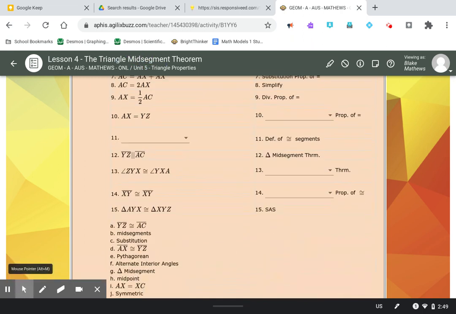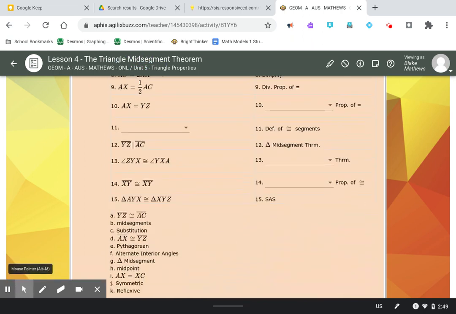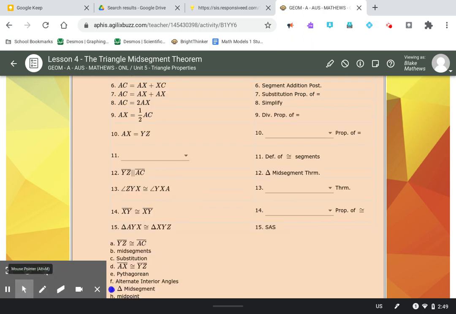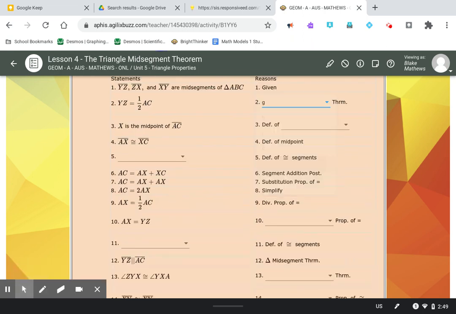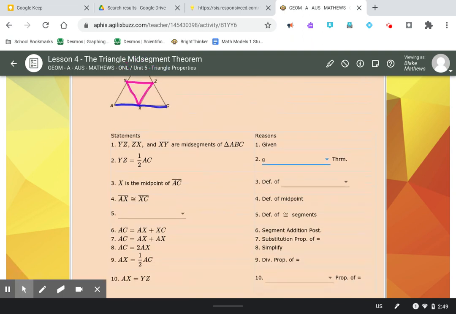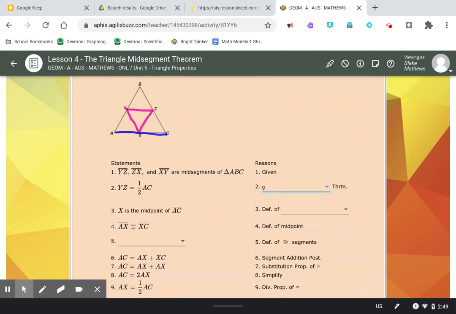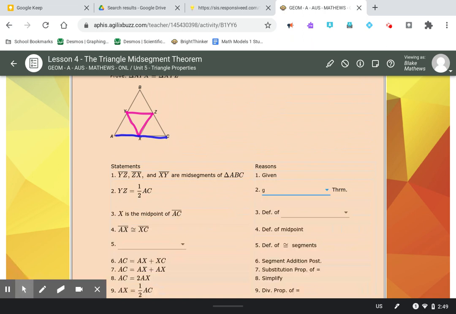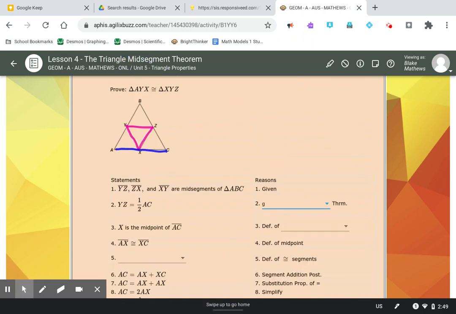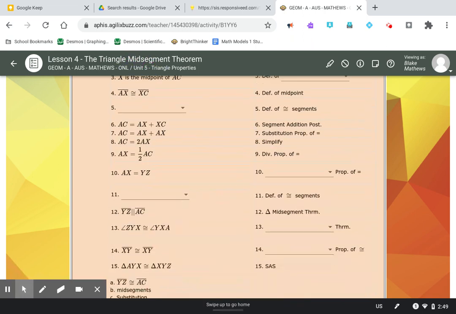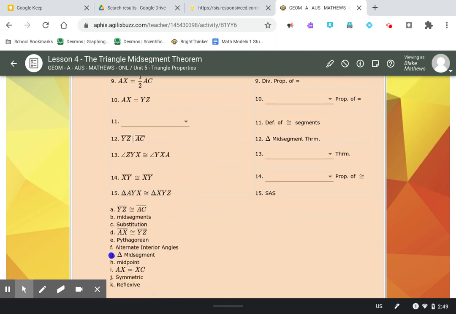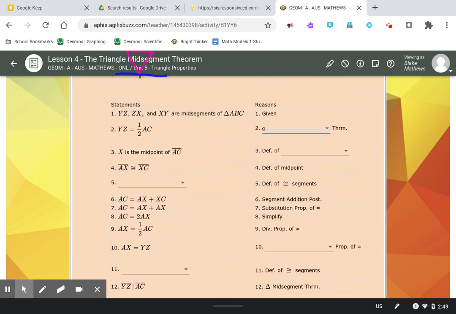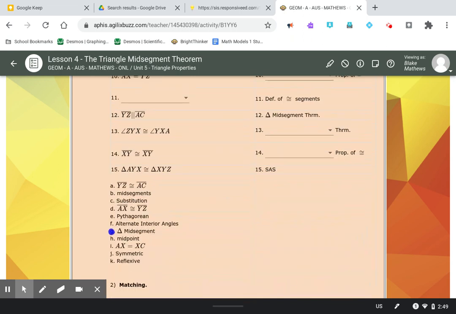Let's go down and look and see. We look for the midsegment theorem. Triangle midsegment theorem is going to be answer choice G. So that's going to be the triangle midsegment theorem right there. X is the midpoint of AC. Okay, that's the definition of the midpoint. Definition of midsegments right here.